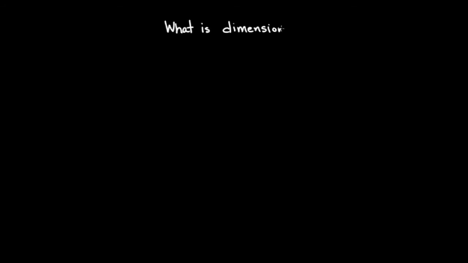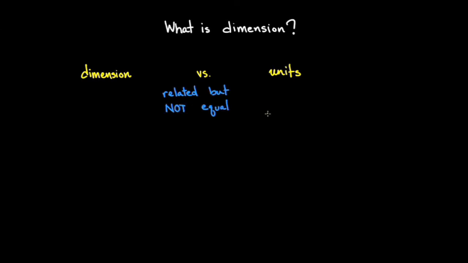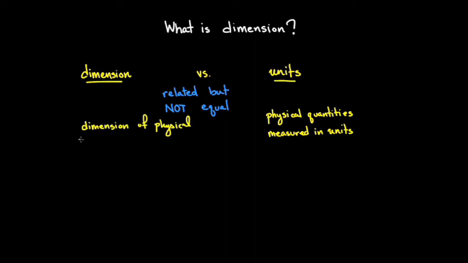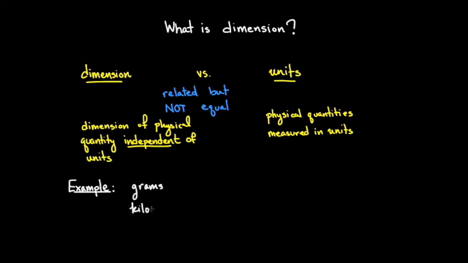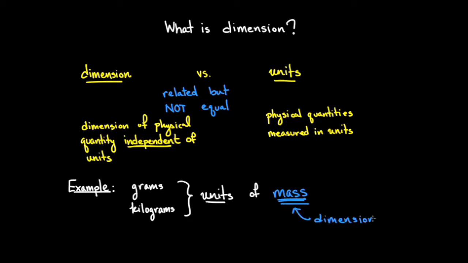Before we talk about dimensional analysis, we need to know what dimension is. Dimensions and units are related but different concepts. Physical quantities are measured in units. The dimension of the physical quantity is independent of the particular units chosen. For example, both grams and kilograms are units, but they are units of mass. And mass is what we'll call the dimension.